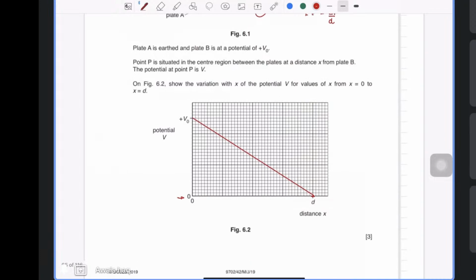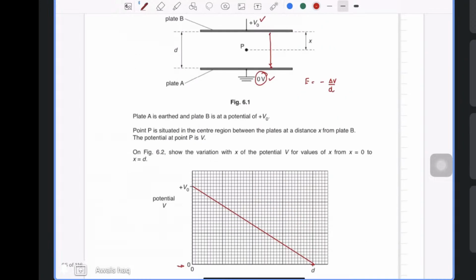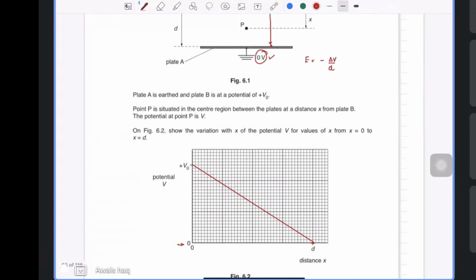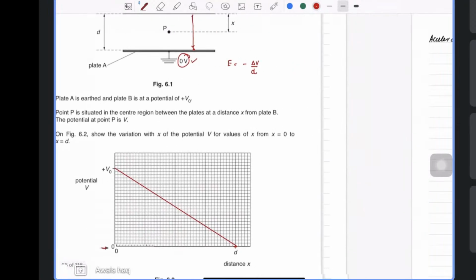It was in AS before, but now they started giving it in A2. They completely removed it from there, so you should be aware of that.